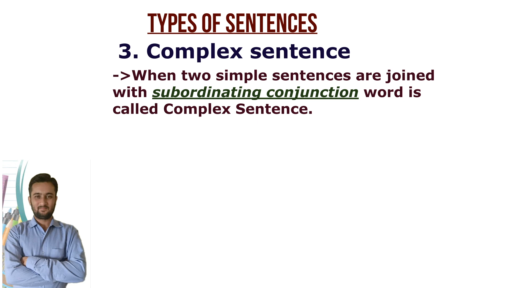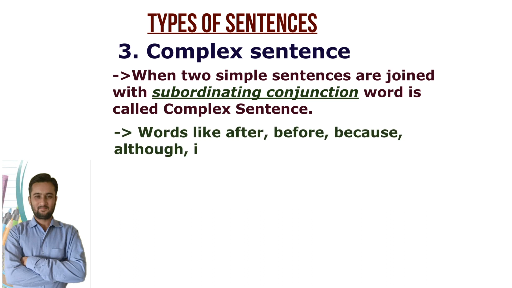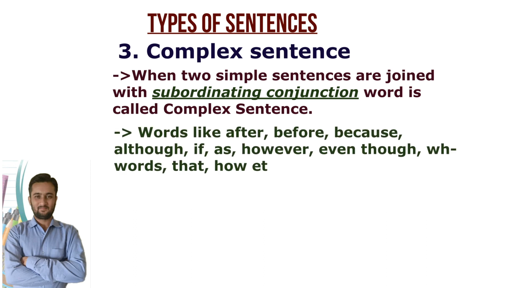So in subordinating conjunction words, there are lots of words, like after, before, because, although, if, as, however, even though, that, how, and WH words. WH words means what, which, why, when, who. These all are called WH words.